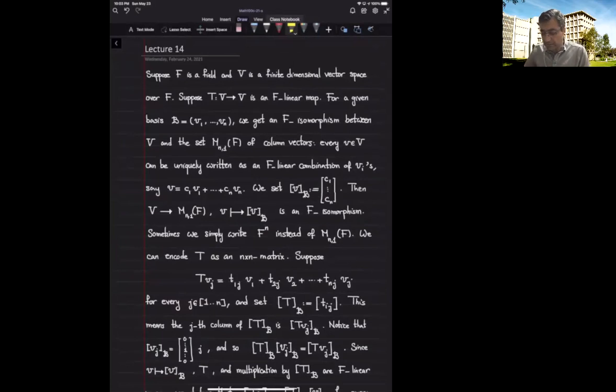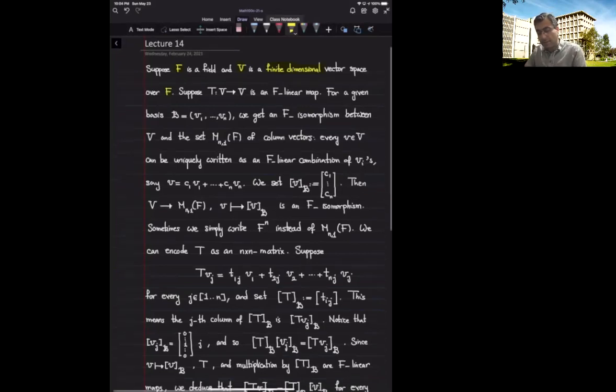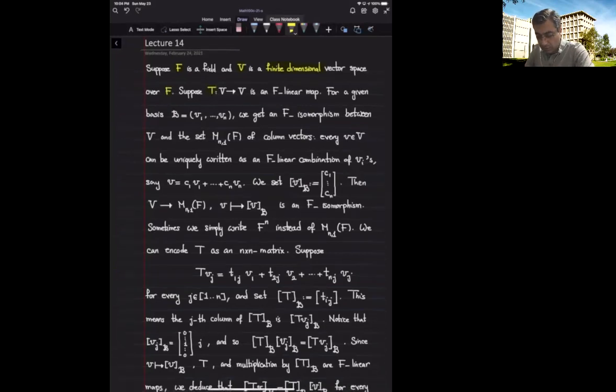So let's review some of these results, especially the connection between a linear transformation and matrices. So suppose F is a field and V is a finite dimensional vector space over this field. Now, T is called either an F linear map, or you can also think about it as an F module homomorphism from V to V. So that means it's an abelian group homomorphism and it preserves scalar multiplication.